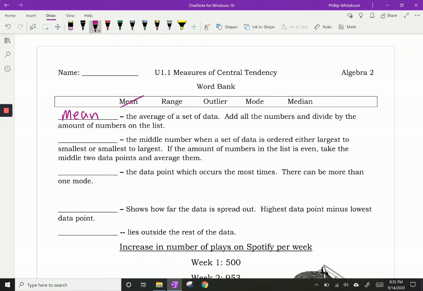Alright, the middle number when a set of data is ordered either largest to smallest or smallest to largest. If the amount of numbers in the list is even, we take the middle two data points and average them. So the middle number. When you hear middle, think of middle of the road. What's in the middle of the road? That is the median.